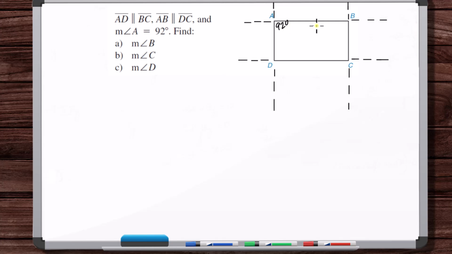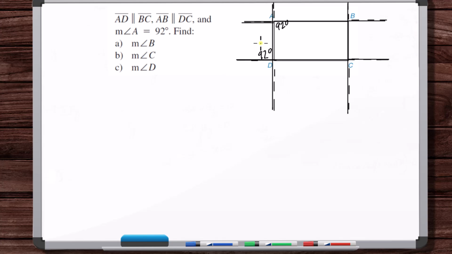Okay, so AB and DC are parallel, right? And we can think about those being cut by the transversal AD. So what can we do with this? We can think about opposite interior angles. That means this angle here is going to be 92 degrees. Let me make it clear. Okay, that's 92 degrees, right?